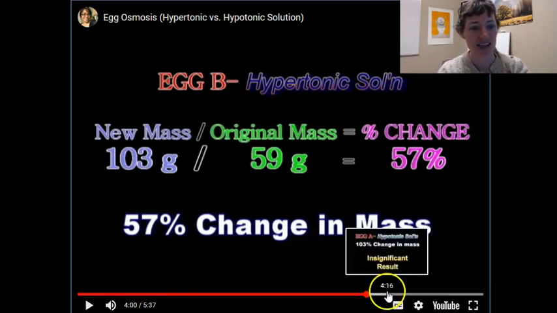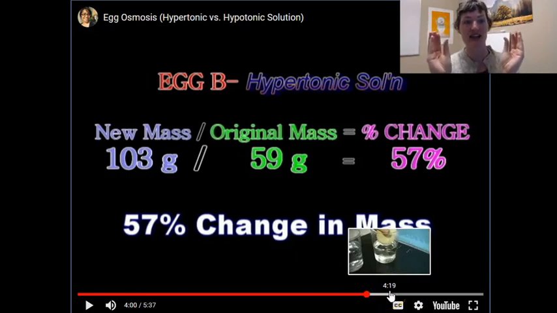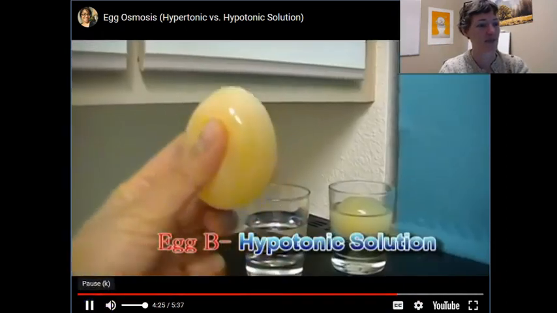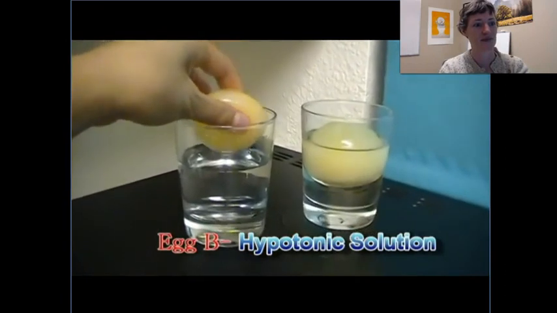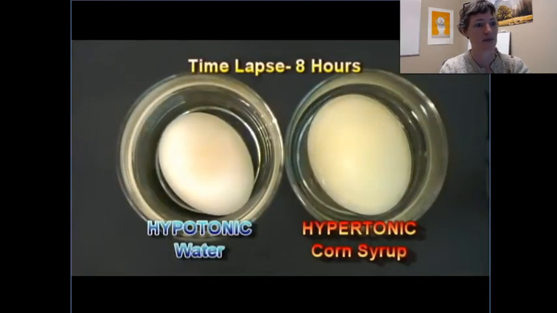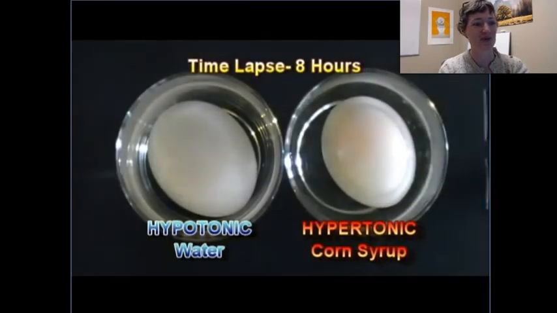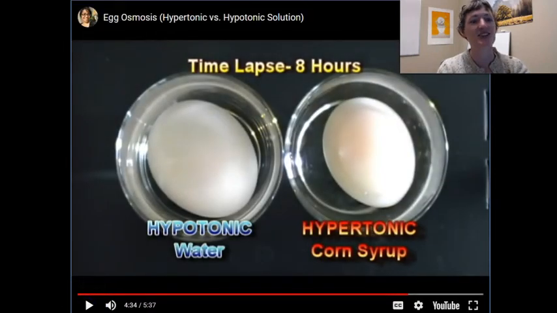So let's see, they're then going to take these two eggs and swap the solutions that they're in. They're going to put their hypertonic egg into a hypotonic solution and their hypotonic egg into a hypertonic solution, and then see the change. B is going in the hypotonic solution, which is still on the left. Oh, look at him go! So this is just a fun way to visualize osmosis and how it works.